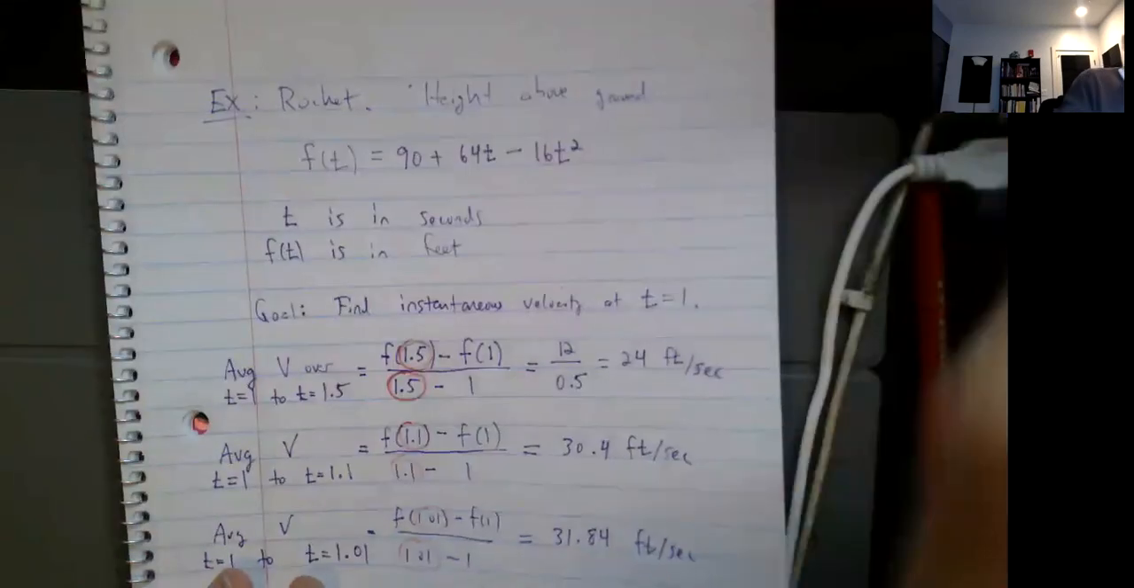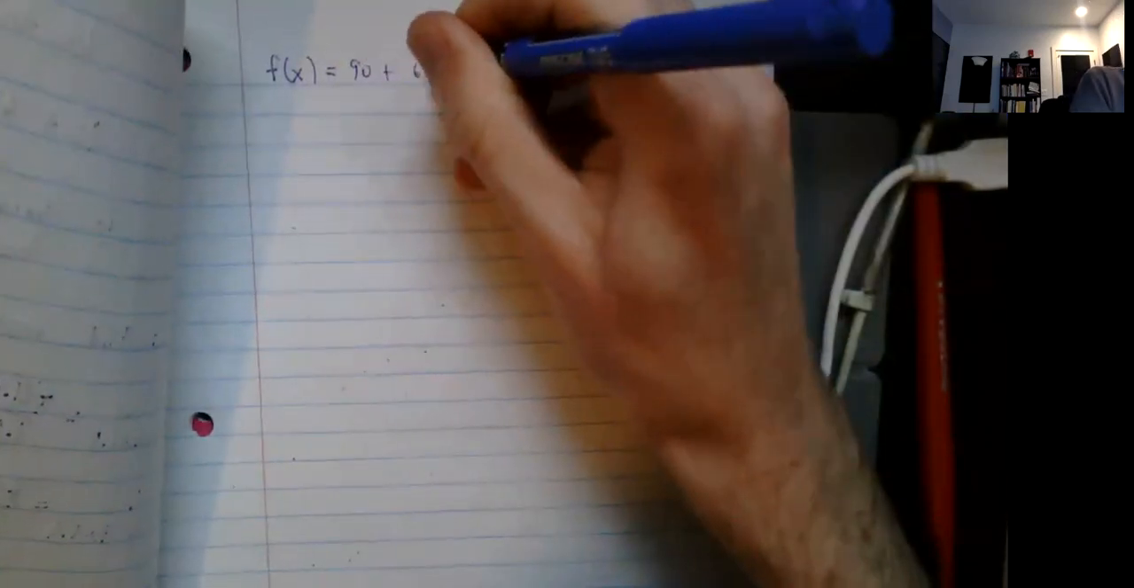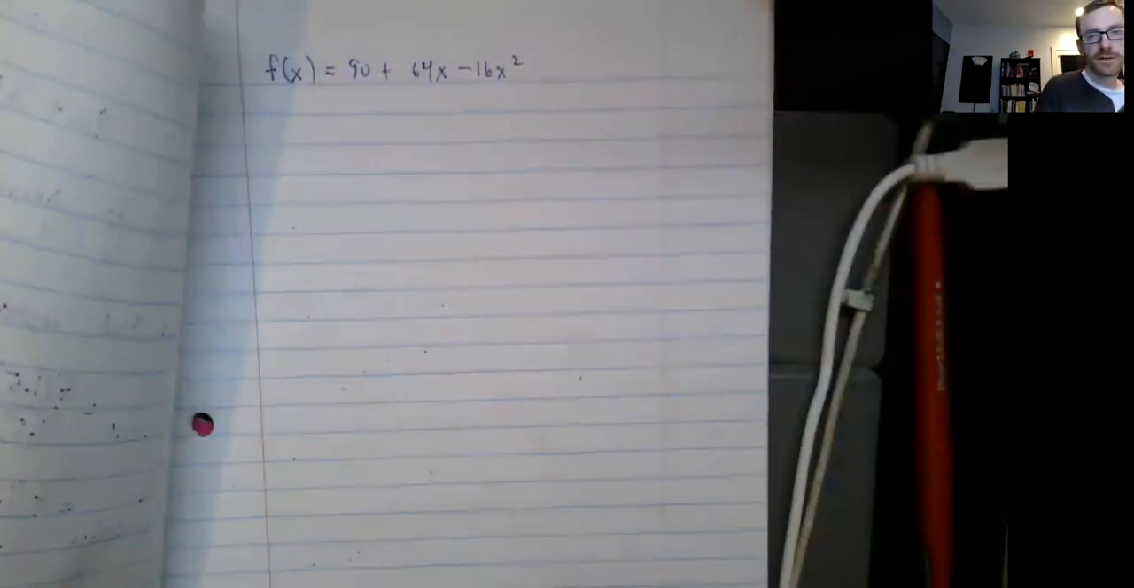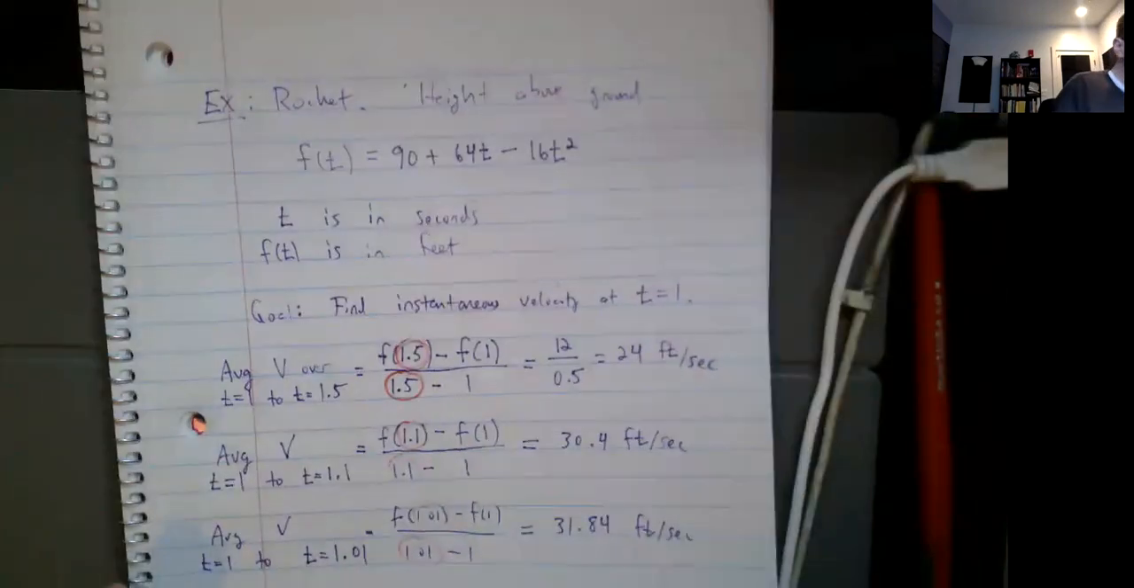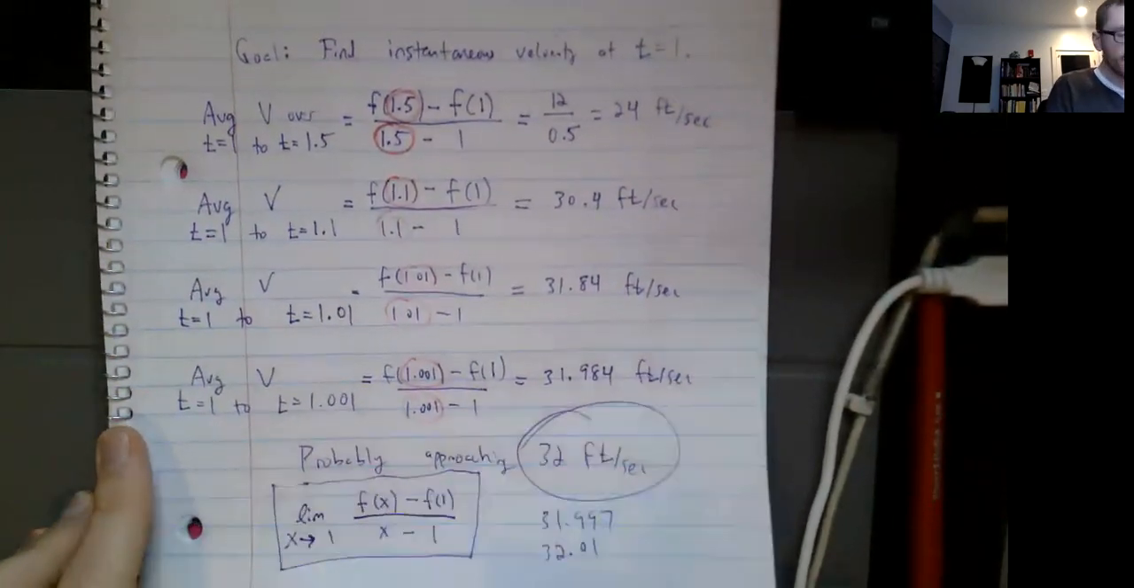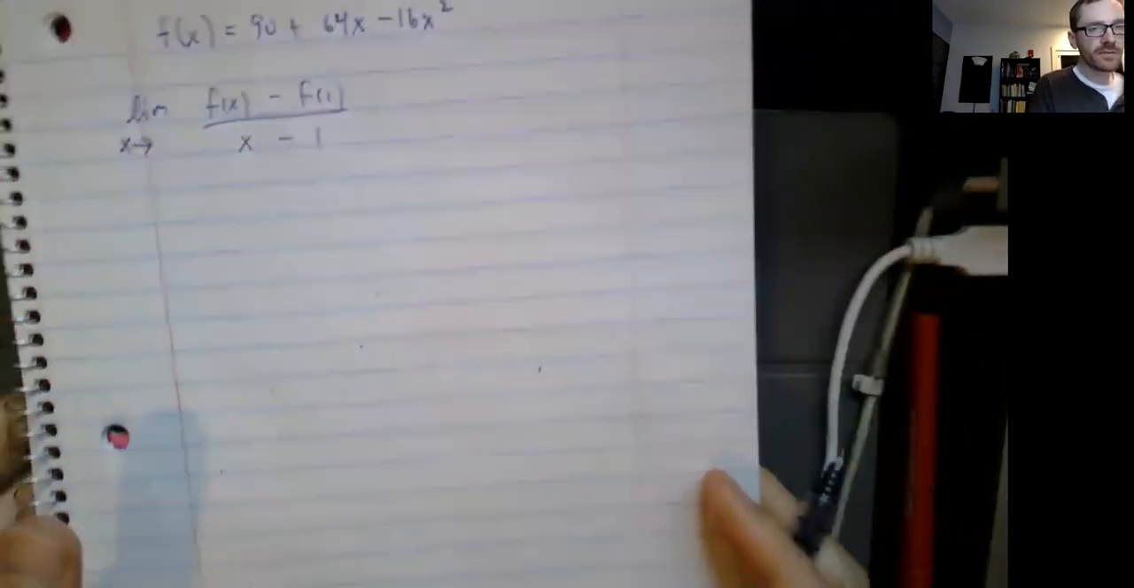I've got my function here. I used the variable t, but it doesn't matter what variable you use. I'll recopy it using x. So it was 90, I'm just copying from here, plus 64x minus 16x squared. Okay, so that's my function. And I want to compute the limit as x approaches 1, I think we said, right? Yep, x approaches 1, f of x minus f of 1 over x minus 1. Okay, so that's what I want to compute.